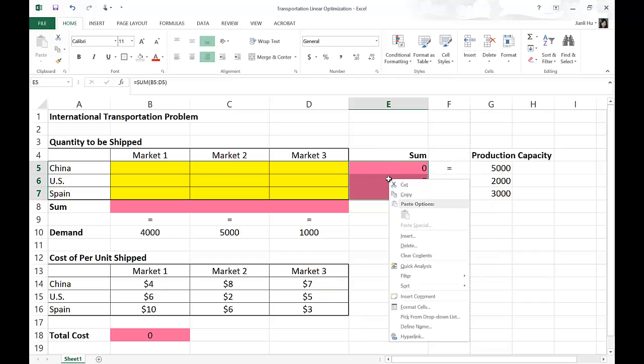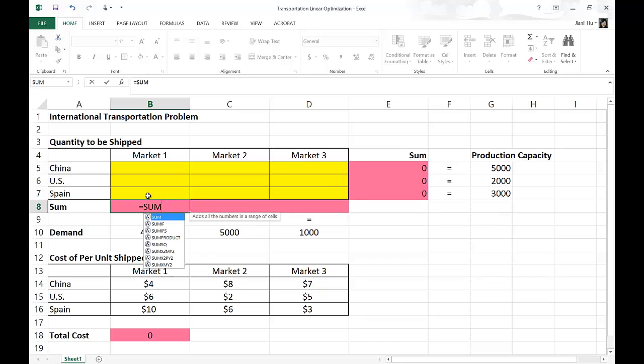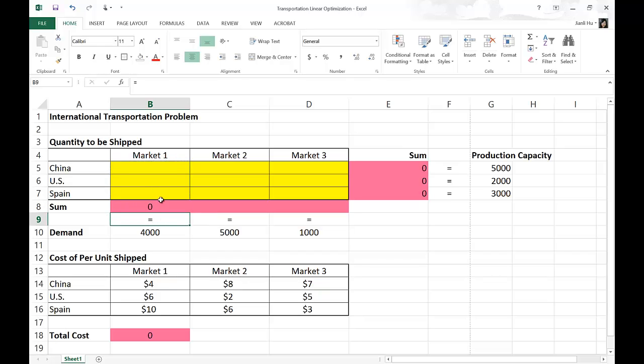So now everything coming from US should also equal the 2,000 units US can produce, and everything coming from Spain should equal 3,000 units. Same for each market. Each market may receive something from China, US, and Spain, may or may not, depending on which way is most economical. So no matter how the final decision comes out, I want the amount they receive from China, US, and Spain, the overall amount they're going to send to market 1, to be able to meet the demand of market 1.